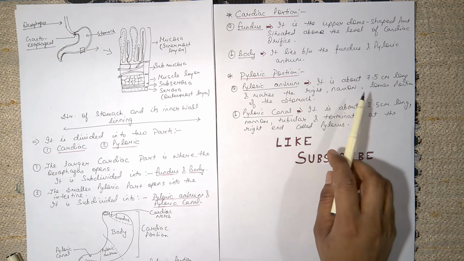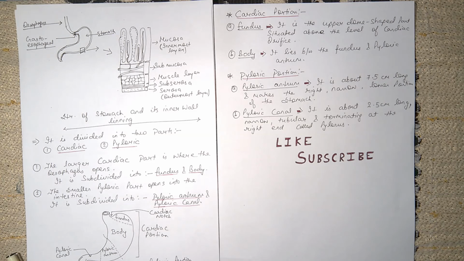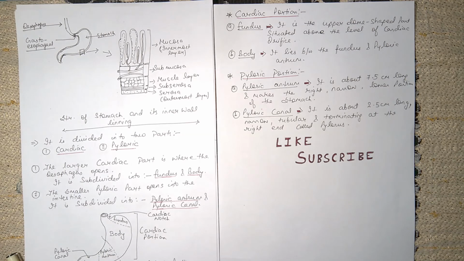The pyloric antrum is about 7.5 centimeters long and makes the right narrow lower portion of the stomach. It is very narrow and it is present on the right side and makes the lower portion of the stomach. Then comes the pyloric canal. The pyloric canal follows the pyloric antrum. The pyloric canal is about 2.5 centimeters long. It is again narrow and tubular and it terminates at the right end called the pylorus.